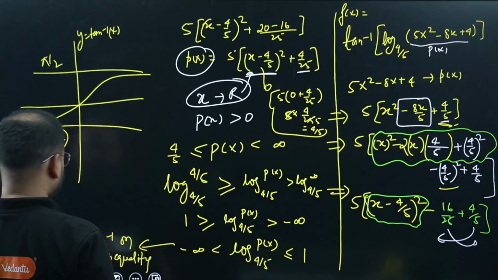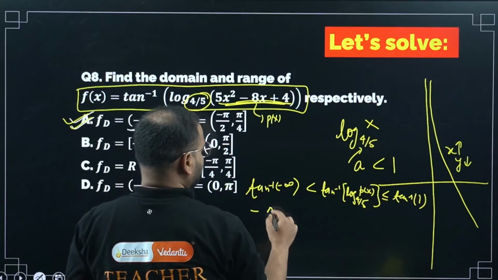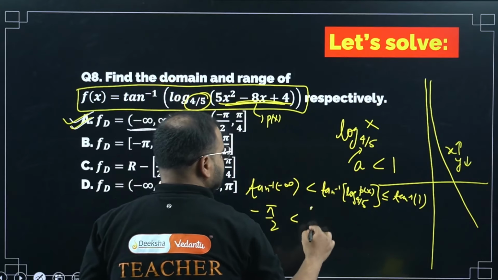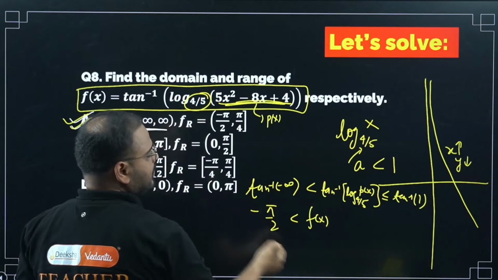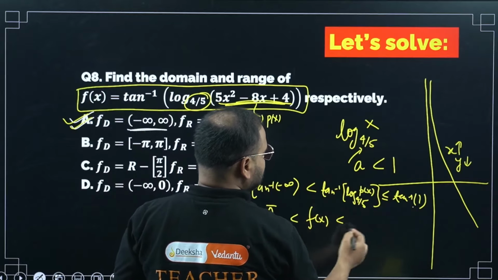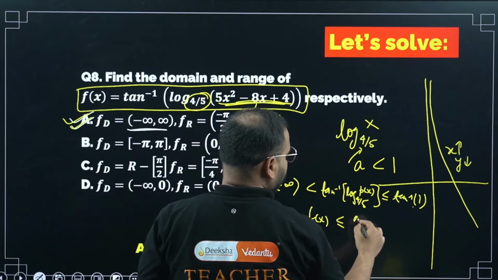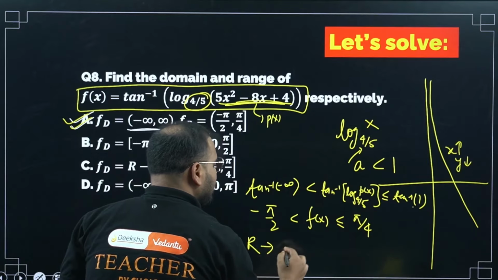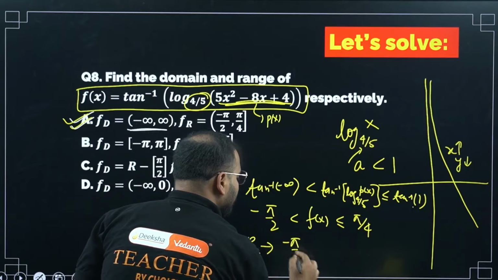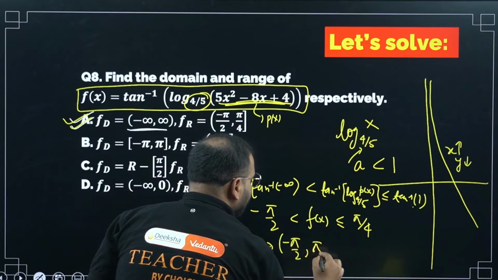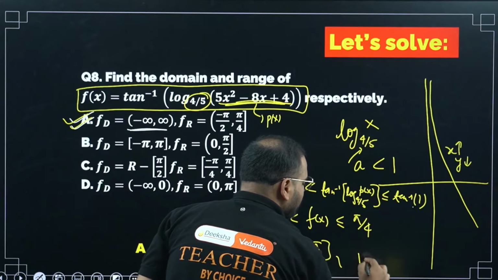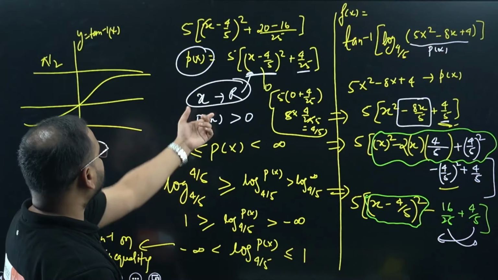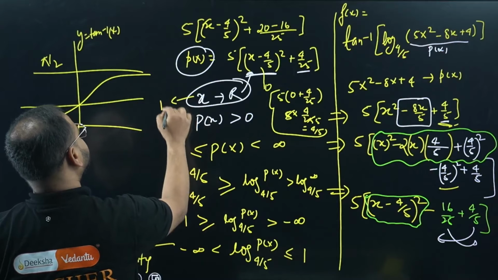Minus pi by 2 is less than this, which is the same thing as the question, fx. And tan inverse of 1 is just pi by 4. So what is my range? The range is minus pi by 2, which will be kept open, and pi by 4, which will be kept closed. What was the domain we got? The domain we got as all real, the x values. This is my domain.